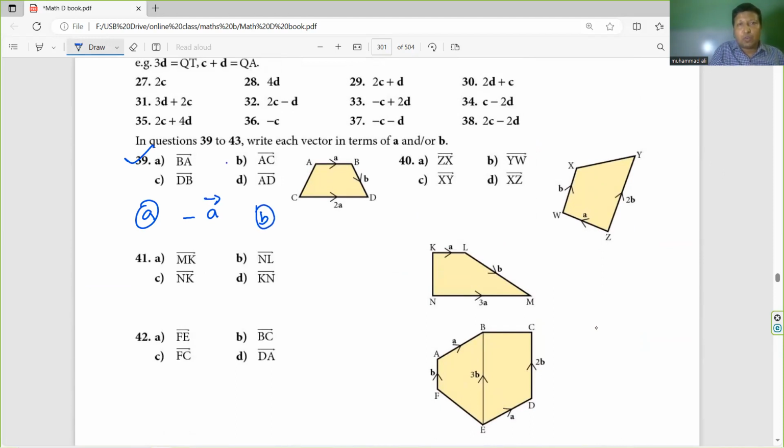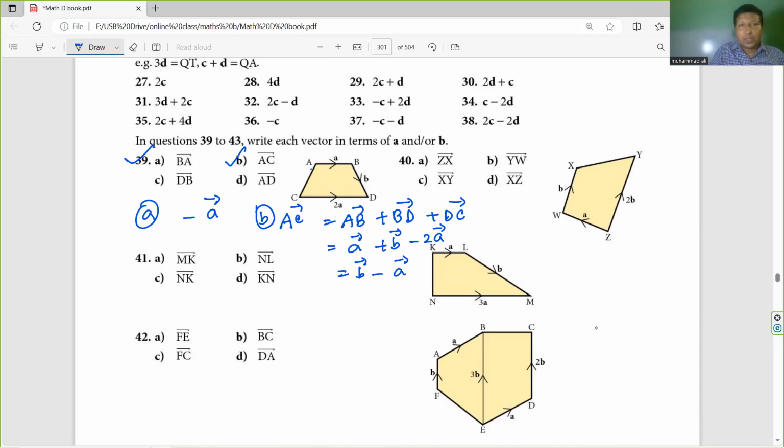Part B: if you want to find the AC vector, we can write the AB vector plus BD vector plus DC vector. So see, the AB vector equals A here, BD is B here, and DC is opposite of CB, so that's why it will be minus 2A vector. After that, we can write B vector minus A vector.